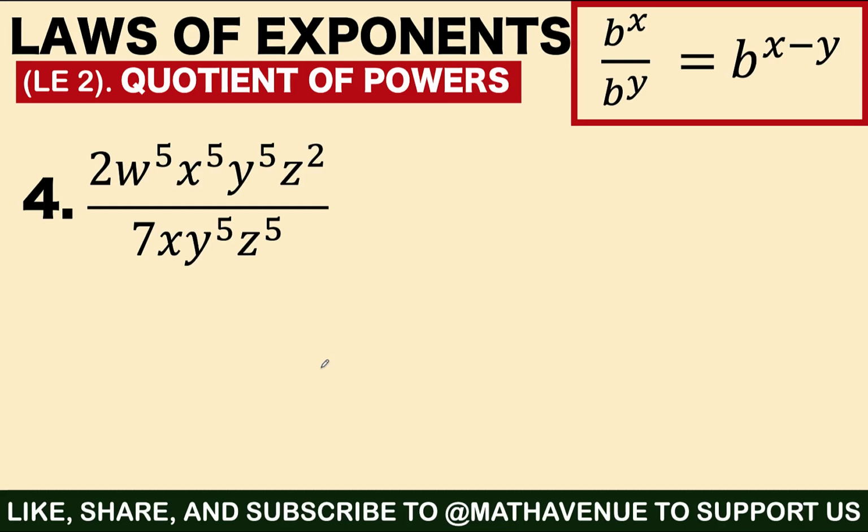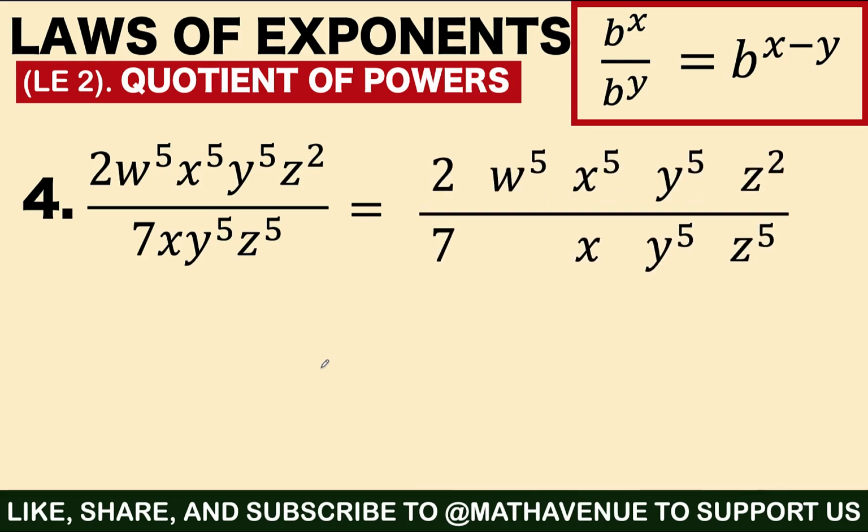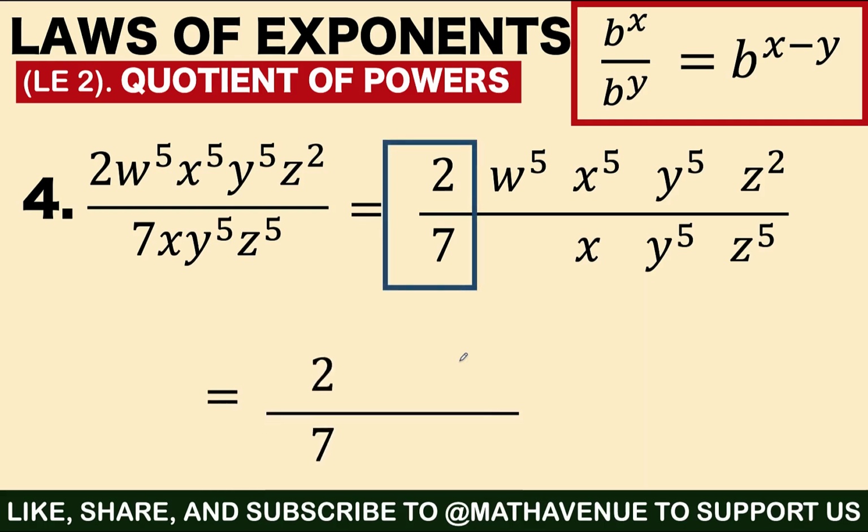2w to the 5th, x to the 5th, y to the 5th, c squared, divided by 7xy to the 5th, c to the 5th. So again, the first step is to line up together all those factors with the same variables and also those that are constants. Then 2 over 7 can no longer be simplified, so we just copy 2 over 7.